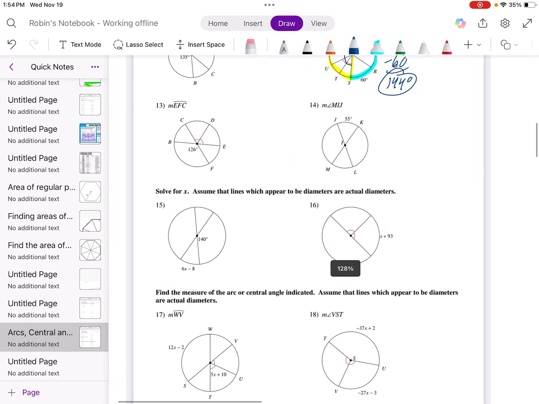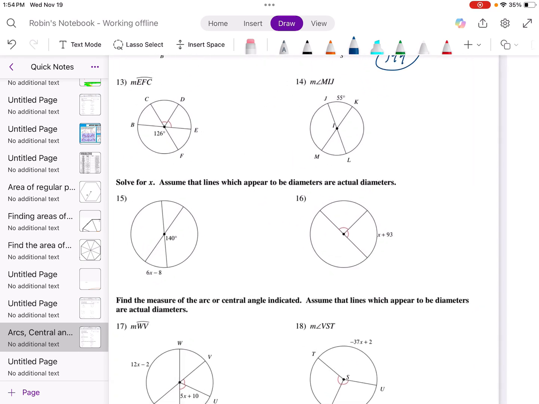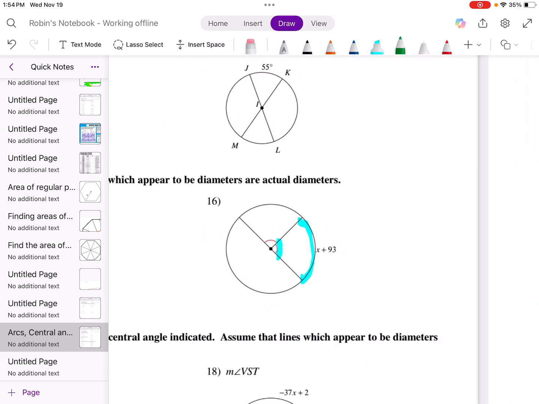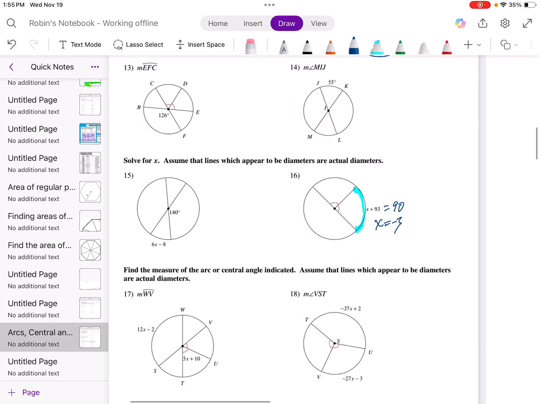Now, if I start using some algebra, I'm still going to go through similar pieces where I know my arc is going to be congruent to my central angle. It says that's a diameter, which means those are actually both 90 because they're marked as being congruent. So I just set that equal to 90. I know x has to be a -3 because I'm going to subtract. Right? So central angle's pretty straightforward.